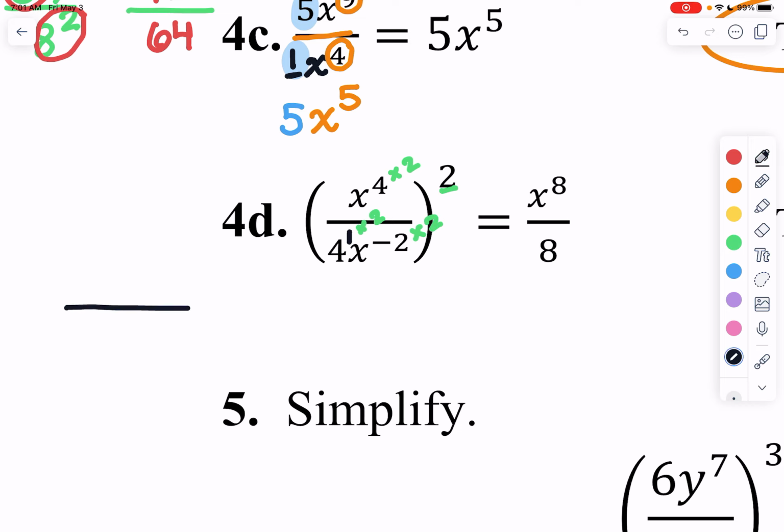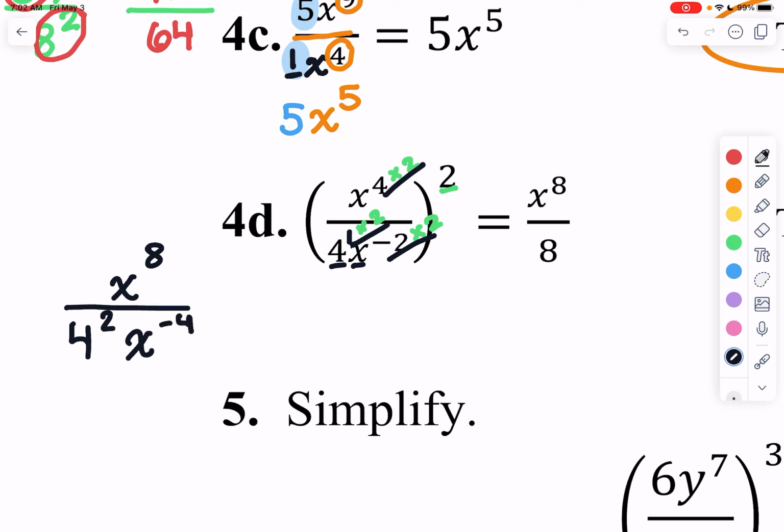And now we are going to work on the top first. So on the top, I have my x. I will drop the base. 4 times 2 is 8. On the bottom, I have 4 to the power of 1 times 2 is 2. And then I have x to the power of -2 times 2 is -4, okay?